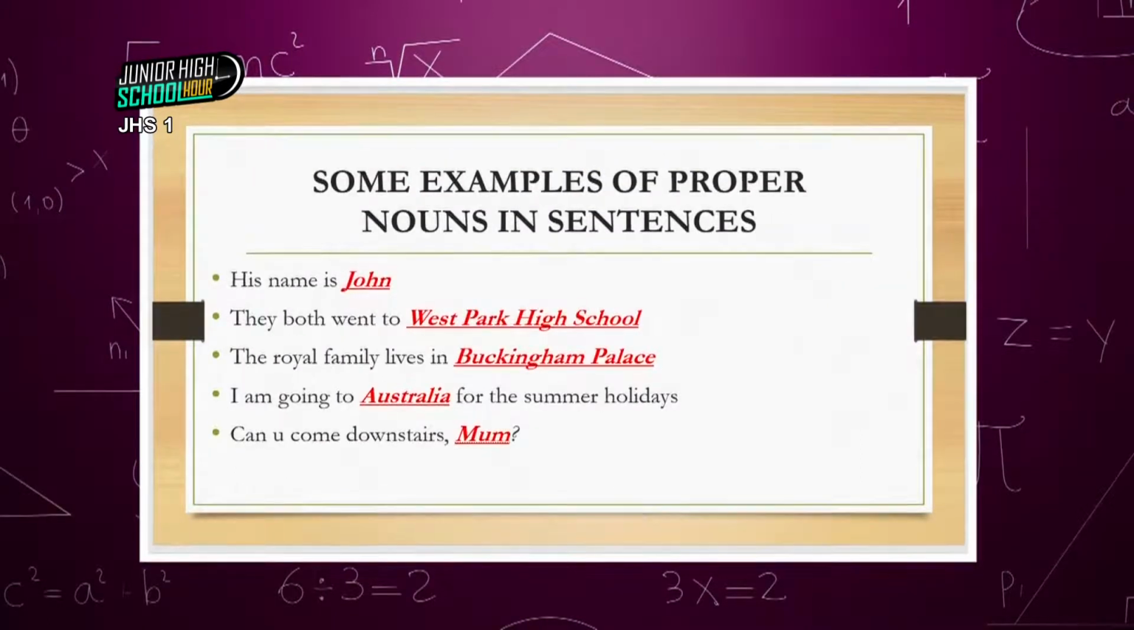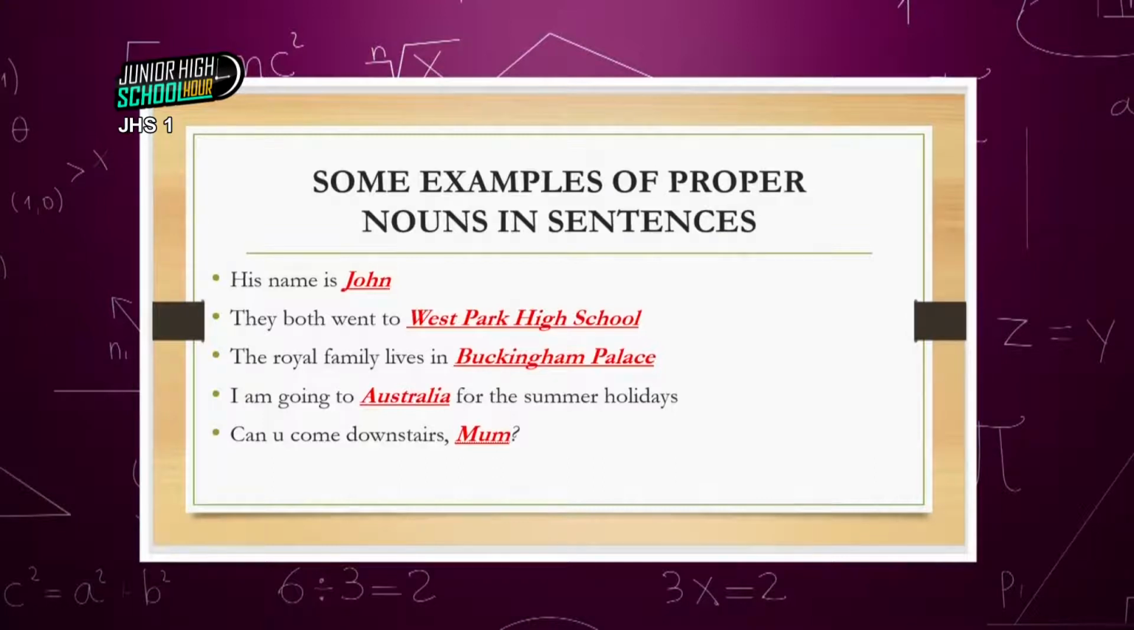Now, some examples of proper nouns in sentences. One: His name is John. We have John underlined. And of course, obviously, it starts with a capital letter. They both went to West Park High School. Let's come to our level: they both went to Accra High Senior School, or Wesley Girls School. You can put the name of any school there. Now, the royal family lives in Buckingham Palace. Of course, we know the royal family lives in Buckingham Palace.